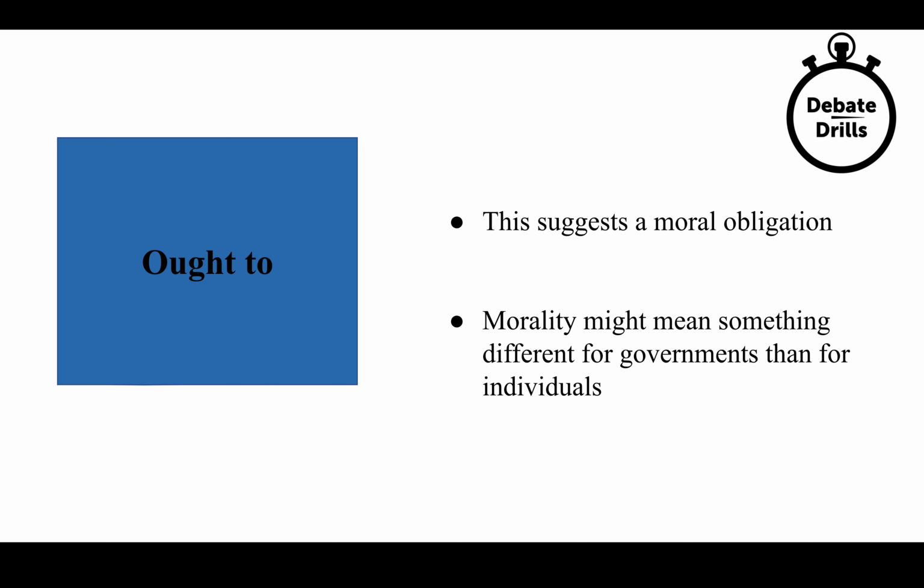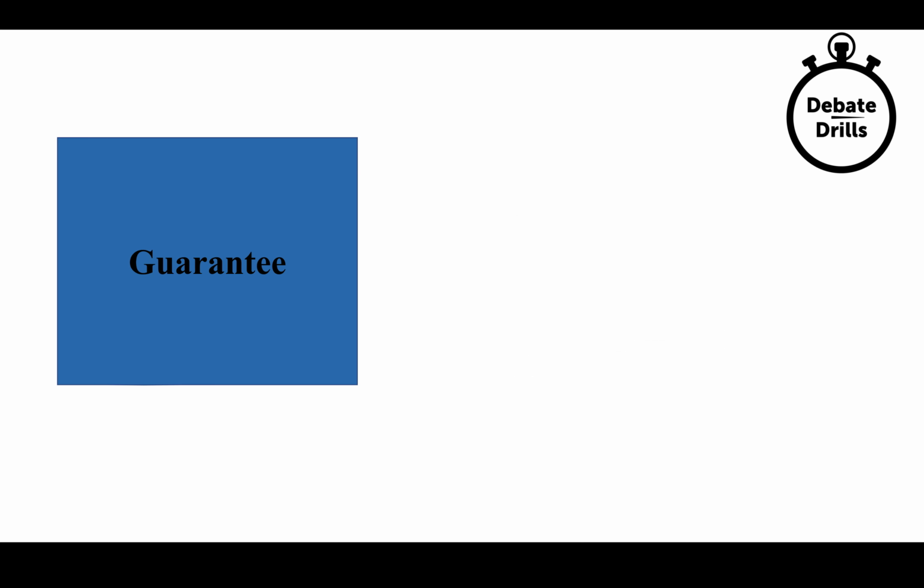It's important to bear in mind, though, that morality might mean something different for governments than it does for individuals. In other words, the United States, as a governmental entity, might have unique moral obligations that don't necessarily directly mirror the obligations of individuals. So as you're thinking about what the obligations of the state are, make sure that your arguments are specific to the moral responsibilities of governments.